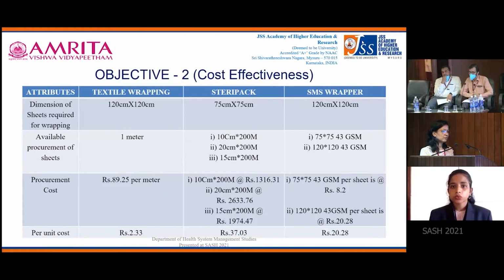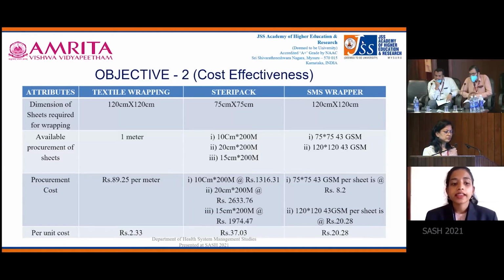And this is the cost effectiveness, which is objective 2. The dimensions required for wrapping the instrument are 120 by 120 centimeters for textile wrapping, 75 by 75 centimeters for Steripack, and 120 by 120 centimeters for SMS wrapper. These are the procurement sheets and procurement costs taken into consideration for the study. Arriving at the calculation, the per unit cost is rupees 2.33 for textile wrapping, rupees 37.03 for Steripack, and rupees 20.28 for SMS wrapper. As we can see in this analysis, textile wrapping has the least cost.